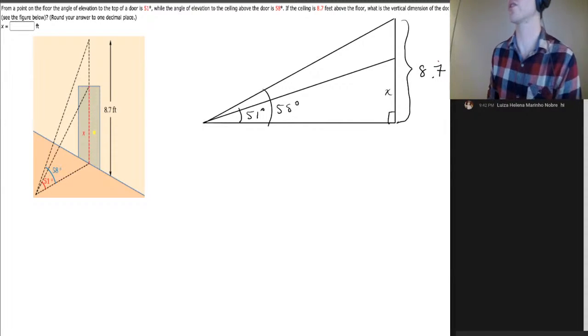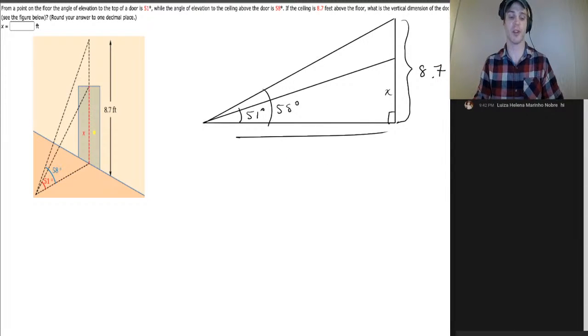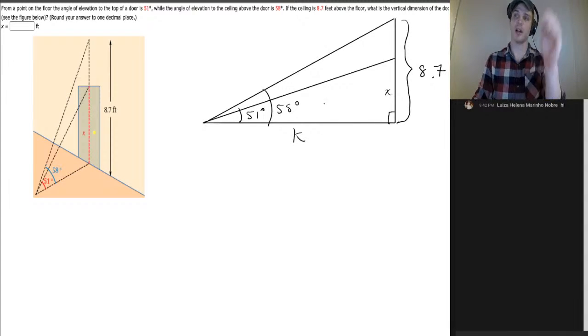So essentially what you've got is two triangles. And they share a portion of one side, and then they share this full bottom thing. So because they share the bottom thing, I want to find that. I'm going to call it k. It doesn't have a variable yet. So since we know the 8.7 and the 58 degrees, I'm going to use that to find k.